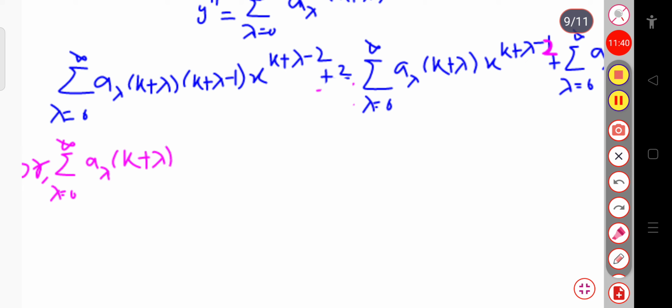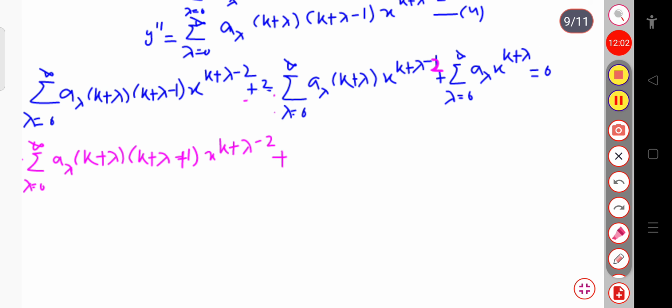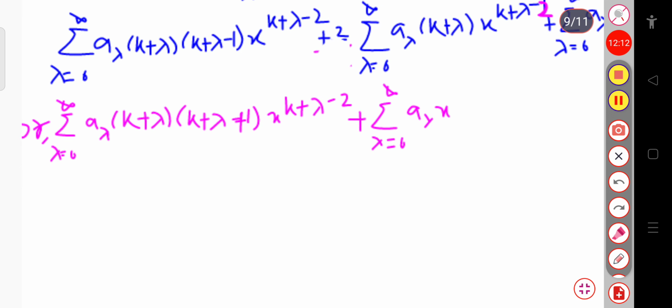Now here you can see this is k plus lambda minus 1, and here plus 2. So I can write this as k plus lambda minus 1 plus 2, which means k plus lambda plus 1 whole into x power k plus lambda minus 2. Plus the third term, sum over lambda equal to 0 to infinite a lambda x power k plus lambda, that is equal to 0.